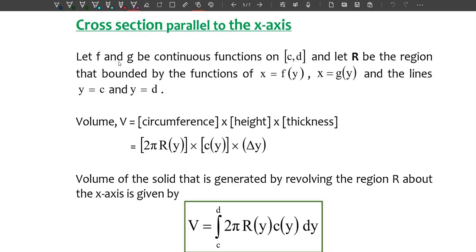For this one, we let f and g be continuous functions on the interval c to d, and let R be the region bounded by the functions x equal to f(y), x equal to g(y), and the lines y equal to c and y equal to d. Therefore, the volume V would be equal to circumference times height times thickness, which is 2 pi r(y) multiplied with c(y) and delta y.